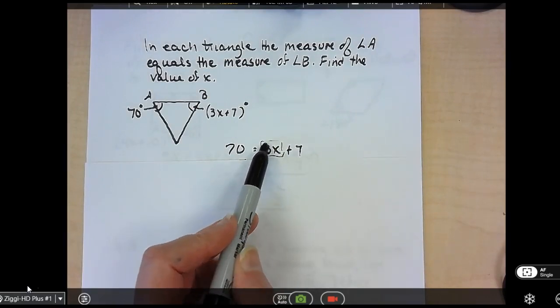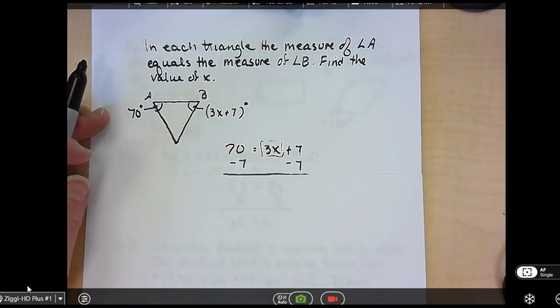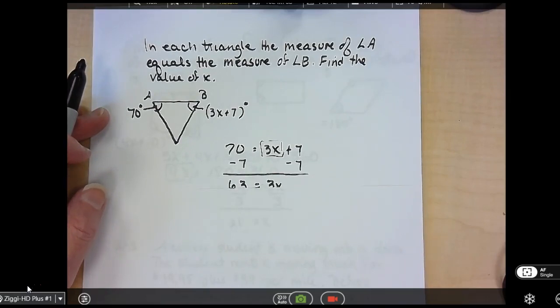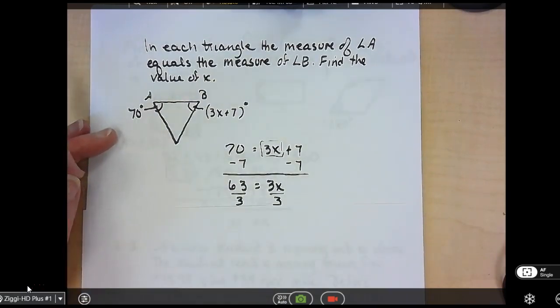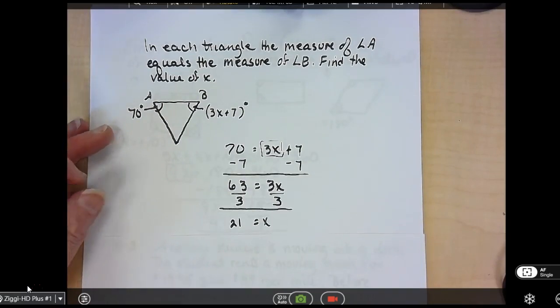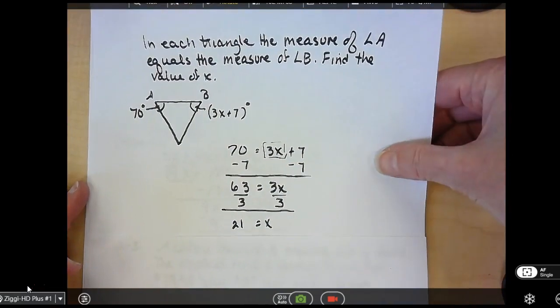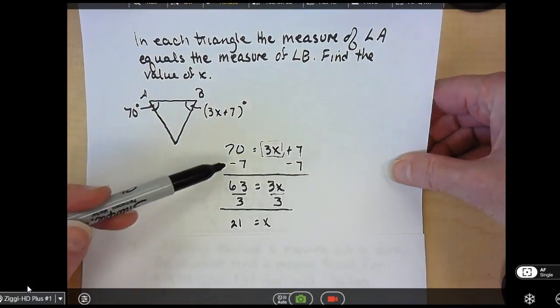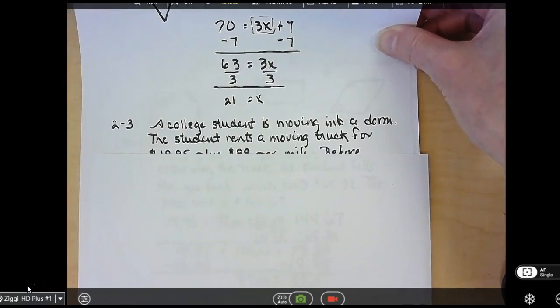I always have to solve for my variable term, so that means I'm subtracting 7 from both sides. When I do that, my 7's cancel. I have 3x equals 63. Now I need to get x by itself, so I divide both sides by 3. X equals 21. So remember in 2-2 you're going to have 2 steps to each problem, so if you don't end up with that, you need to rewrite your equation.